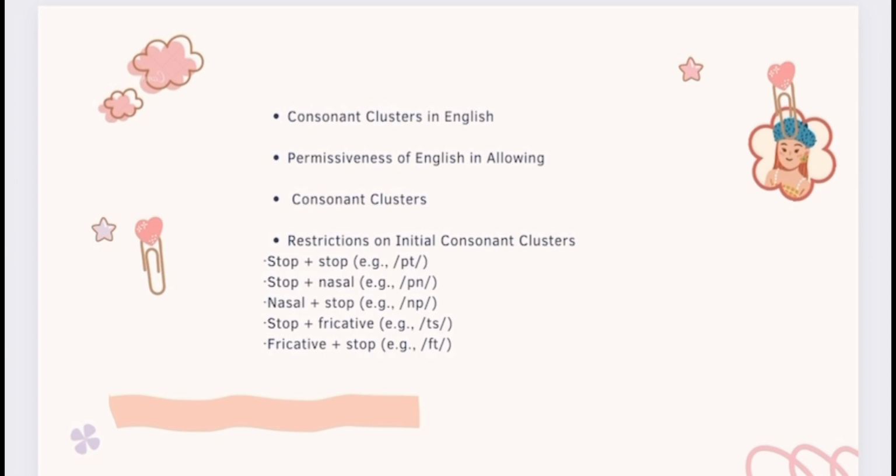Consonant clusters in English. A consonant cluster refers to a sequence or combination of consonant sounds within a word, either at the beginning or at the end of a syllable. Permissiveness of English in allowing consonant clusters. English is relatively permissive when it comes to consonant clustering. It allows for up to 3 consonants in an initial cluster and up to 4 consonants in a final cluster. For example, ends.